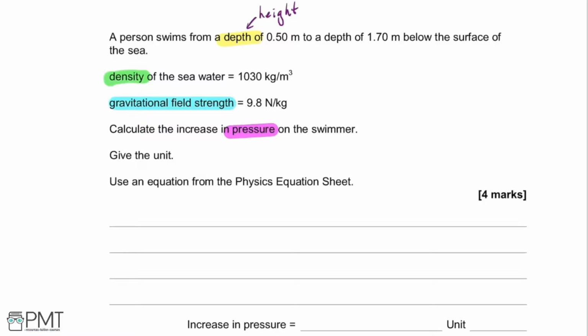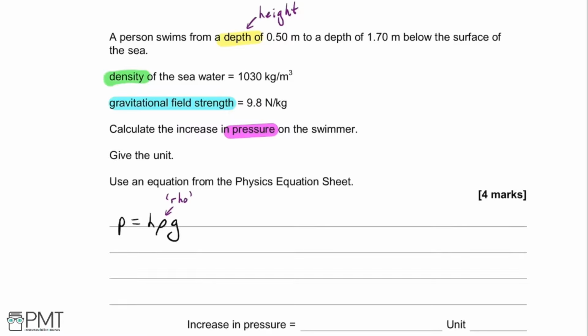And if you look on your physics equation sheet, that equation says pressure due to a column of liquid equals height of column times density of liquid times gravitational field strength. You'll also see that in the equation that I've written it down with the letters, and this here is a Greek letter. It's pronounced rho, and that's the letter that we use for density.